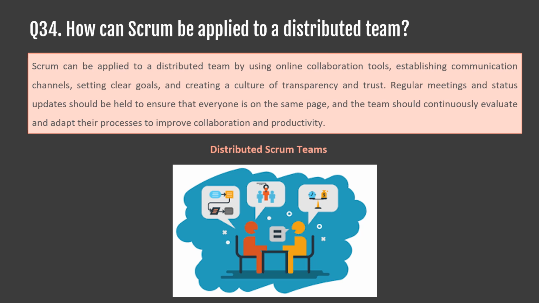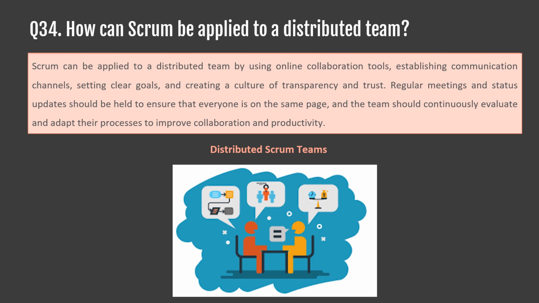To apply Scrum in a distributed team, the following practices can be used. Use online tools for communication and collaboration such as video conferencing, chat applications, and project management tools. Schedule regular meetings and ceremonies at a time that works for all team members, such as sprint planning, daily stand-ups, sprint review, and sprint retrospective.